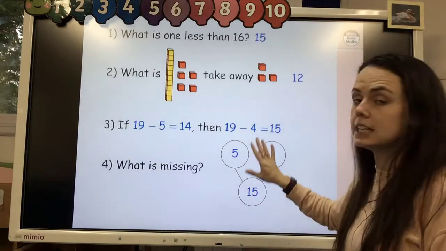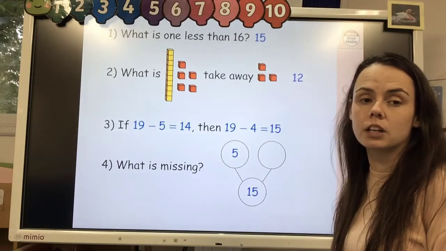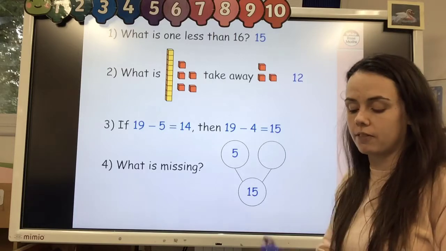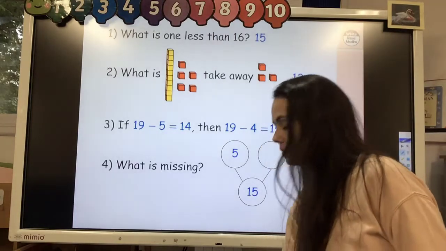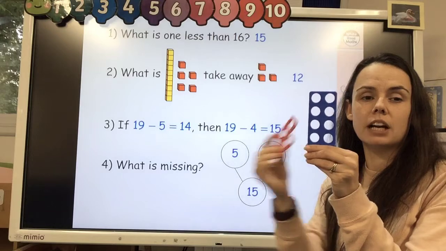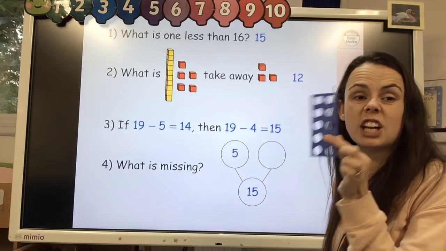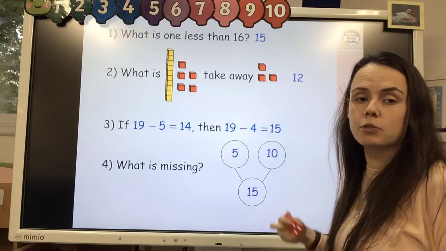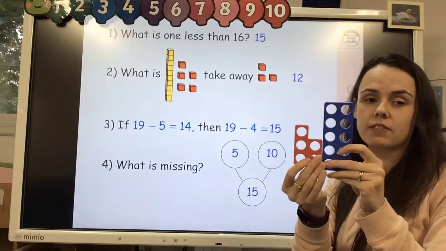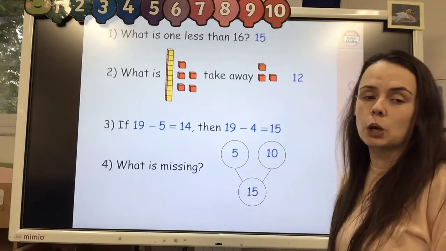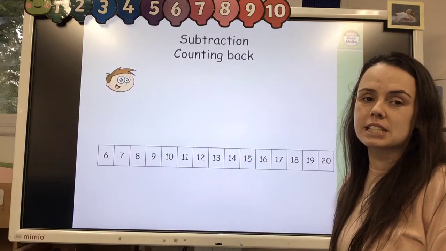So 15 take away 5. So if we have 15 and I take away 5, how many have I got? Just a 10 piece, well done. Because if we add 10 and 5 together, we get 15. Well done. Right, now let's get on with today's learning.